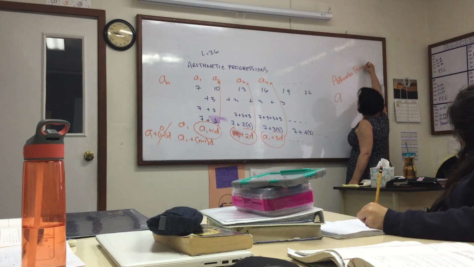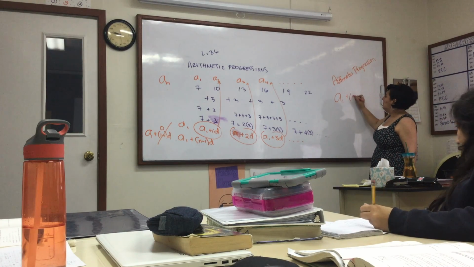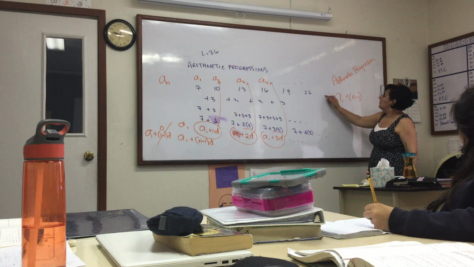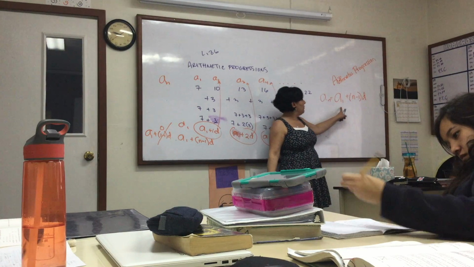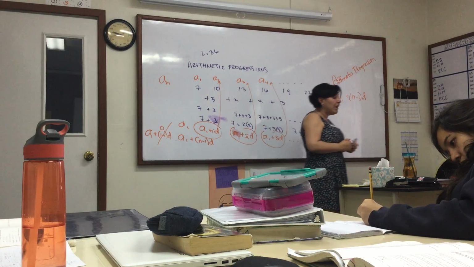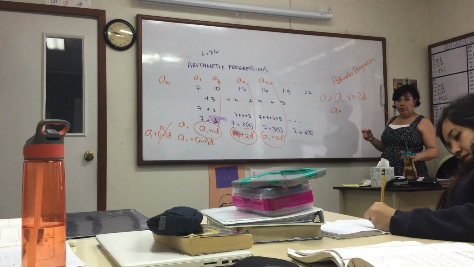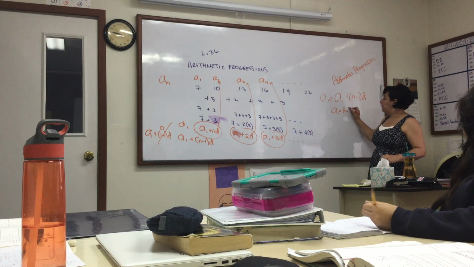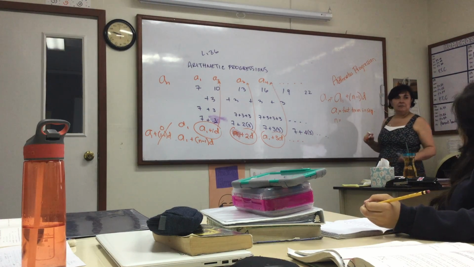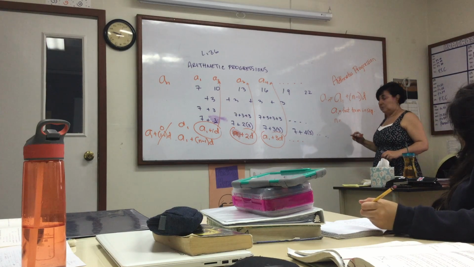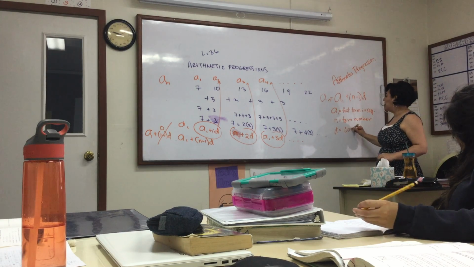Arithmetic progression or sequence, they're synonyms, is A sub 1 plus N minus 1 times D. So A sub N is going to be A sub 1 plus N minus 1 times D. So, in general, where A sub 1 is the first term in the sequence, N is the term number, and D is the common difference.